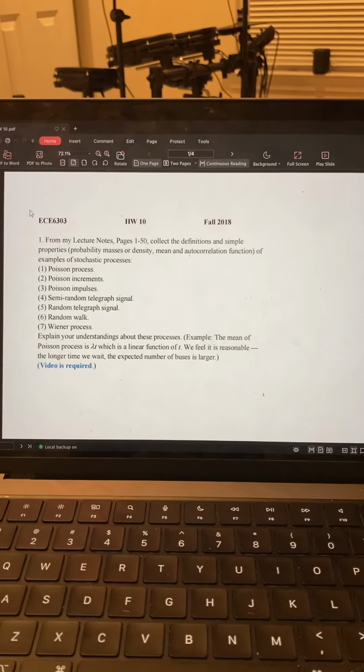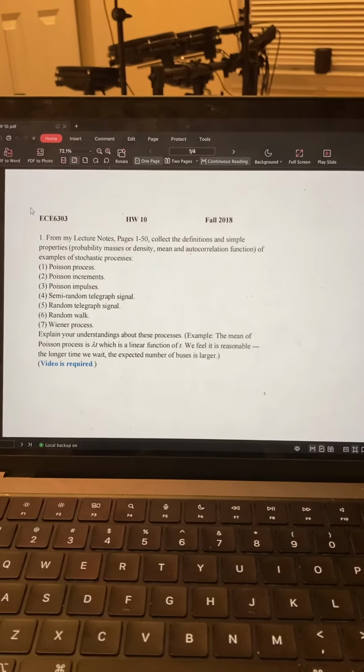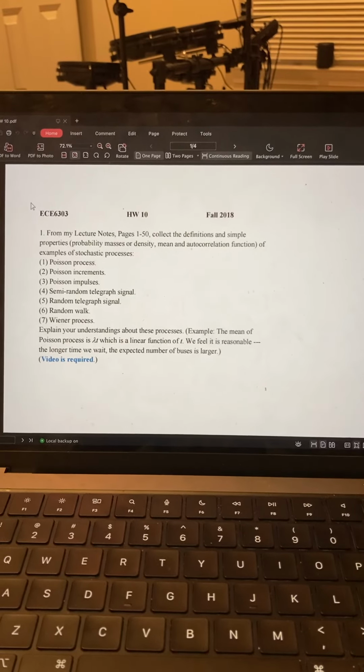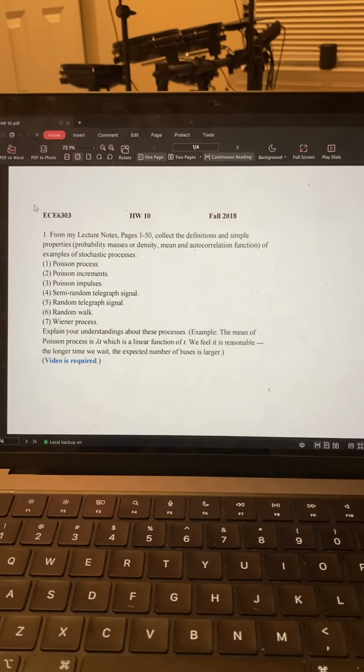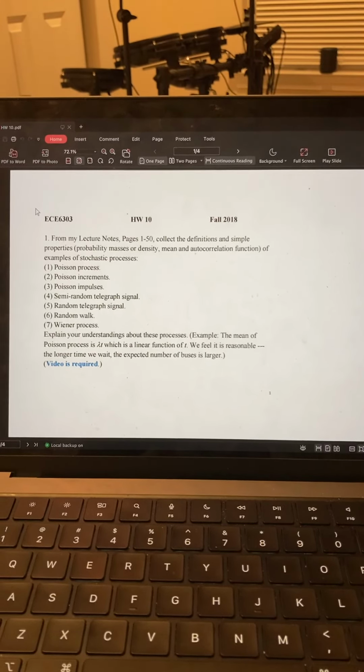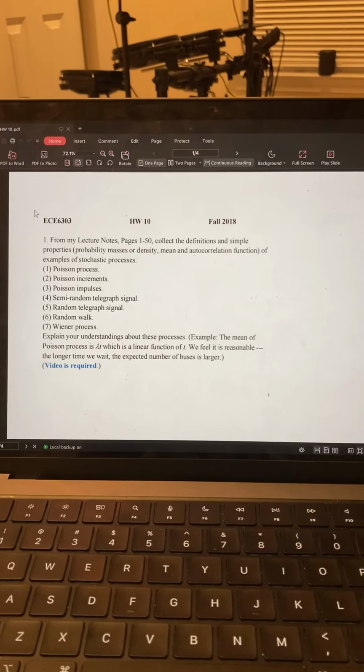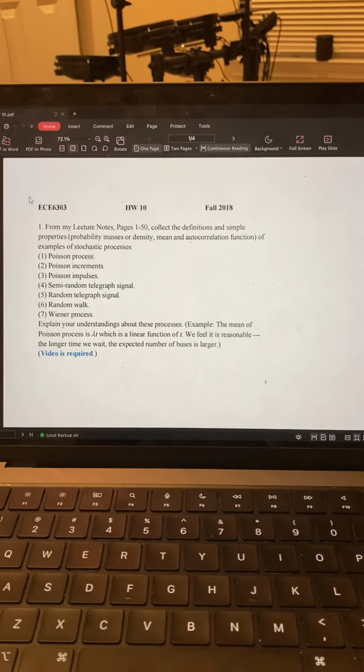So let us look at question number 1. In question number 1, we are told to collect the definition and simple properties of the following stochastic processes and explain what we understand about these processes. So let us look at the solution for this.